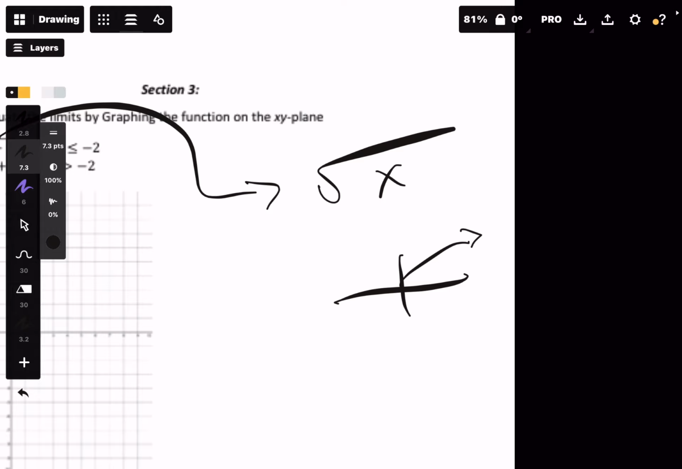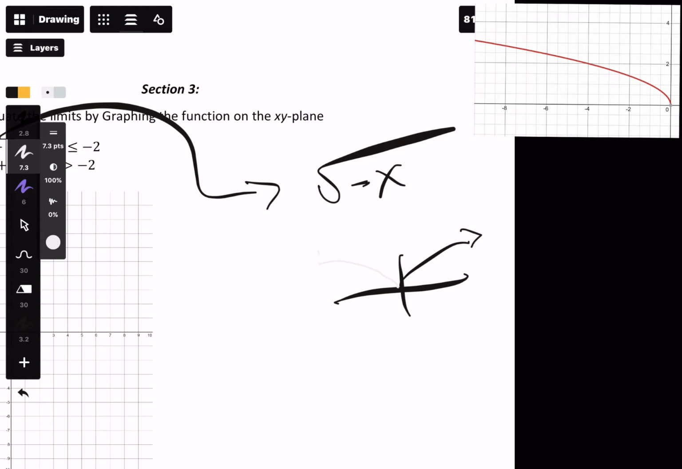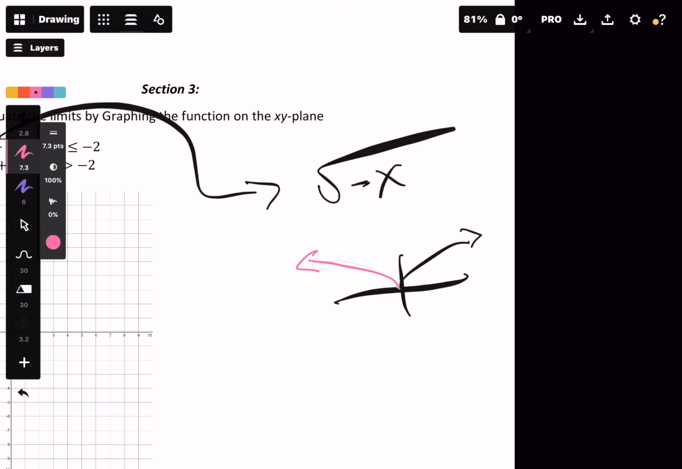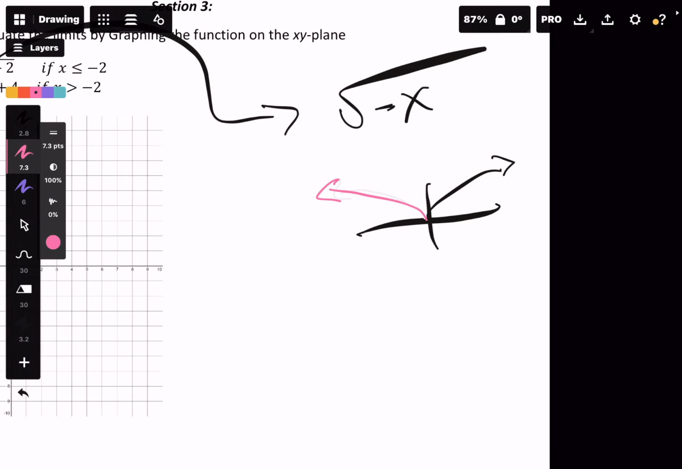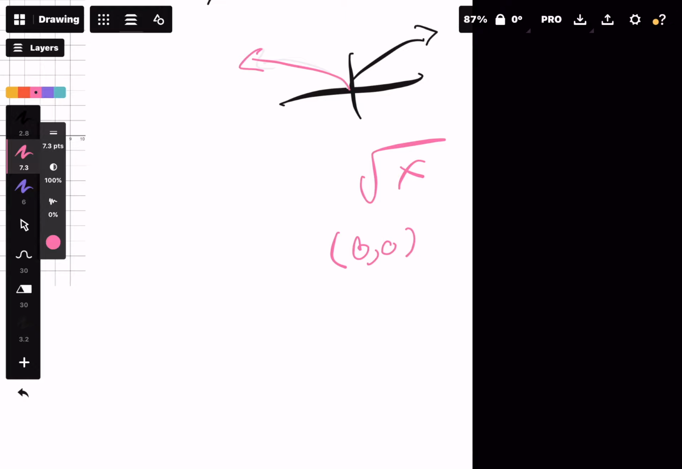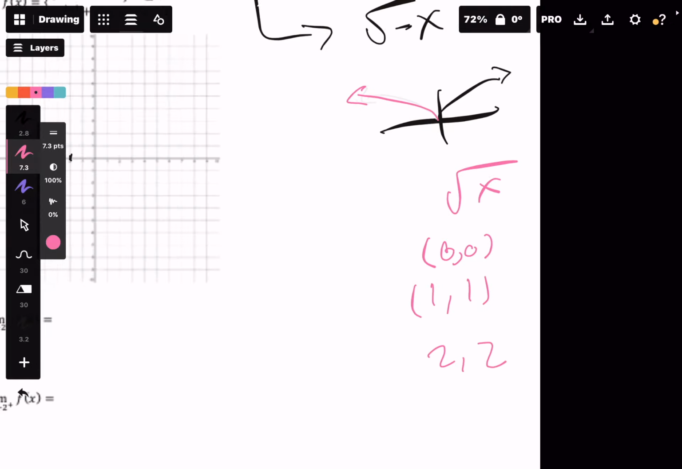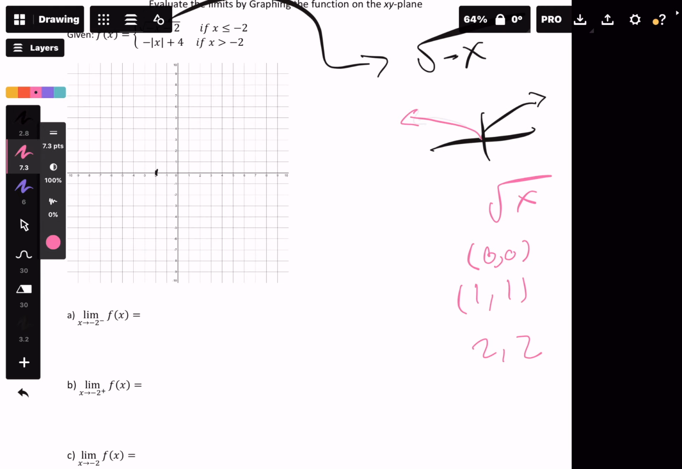However, since we have the negative, we are going to use the opposite direction. Let's see if I can get it darker. Let's use pink, the other direction. We know there are 3 easy points for root x: 0, 0, 1, 1, and I believe it was 4, 2. Yes.